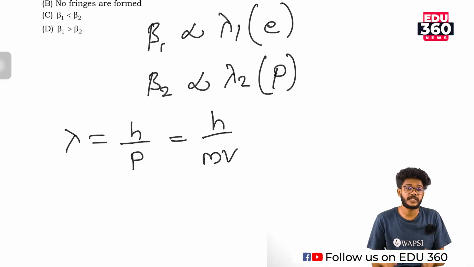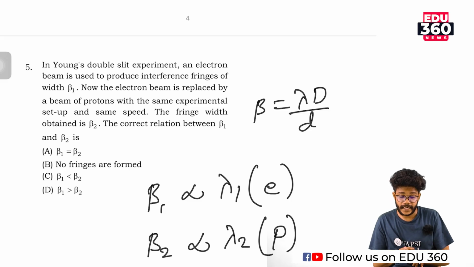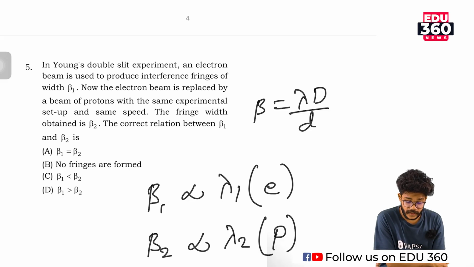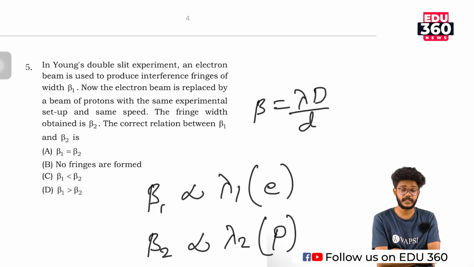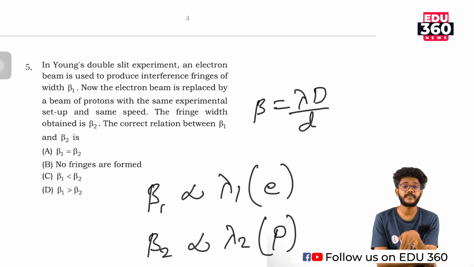Inside the question they have said that the velocity is the same, correct? Now the beam is replaced by a beam of protons with the same experimental setup and same speed. The velocity is the same here. The fringe width obtained is beta 2. What is the correct relation between beta 1 and beta 2? The question gives that the velocity is the same, and we have to make a relation between beta 1 and beta 2. So we have the relation between beta and the wavelength lambda, and lambda is related to the mass.